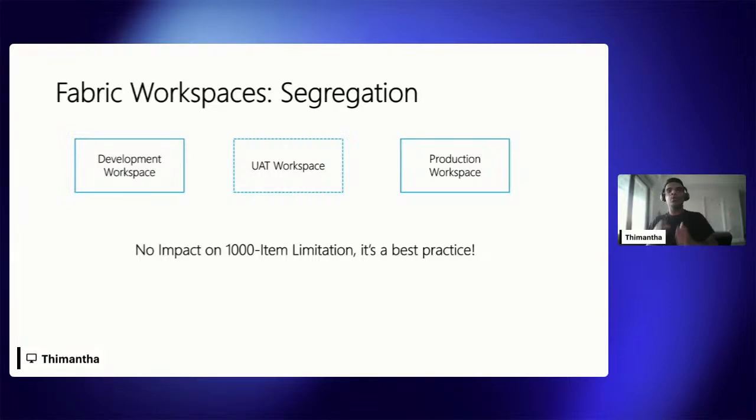But when we are approaching workspace segregation or workspace separation for the 1,000 item limitation, that separation should completely happen based on this basic best practice, right? So what does that specifically mean? You would get it when I get into the next slide and start talking a little bit about the different ways of segregating these workspaces.